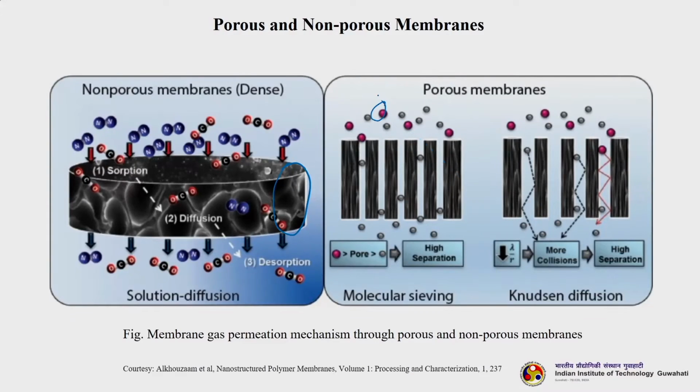So, based on size, the permeation is happening. You can see the cylindrical pores which are being shown here, and particles which are larger than the pore size are getting retained on the surface of the membrane, whereas those which are smaller than the pore size are permeating through the membrane. So, extremely high separation can be achieved with this. This is called molecular sieving.